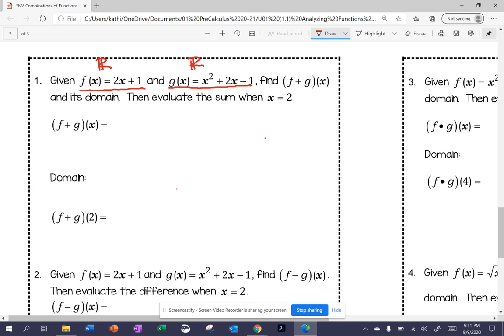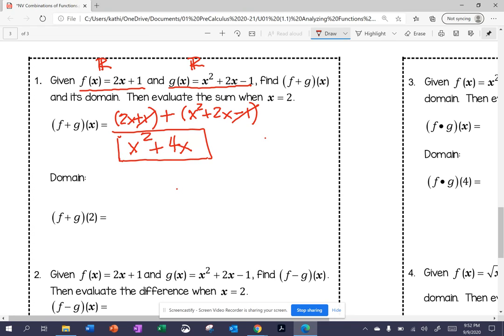So f plus g of x says I'm going to add f of x plus g of x. So this is going to be 2x plus 1 plus x squared plus 2x minus 1. I am going to add my like terms and place them in descending order. So I have x squared, plus 2x plus 2x is 4x, and plus 1 and minus 1 total 0. So f plus g of x is x squared plus 4x. My domain is all real numbers because I have no restrictions.